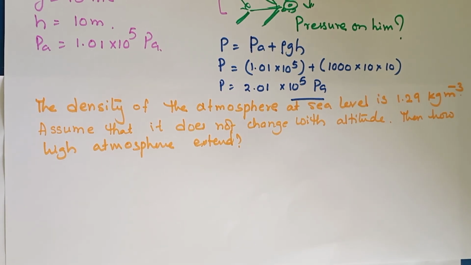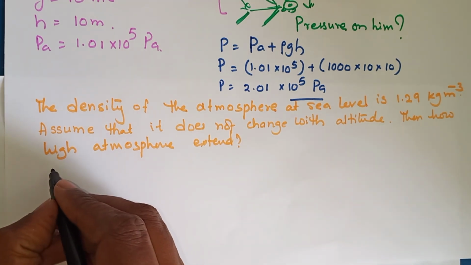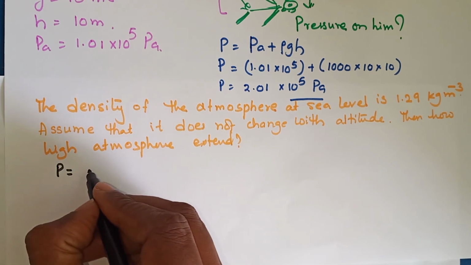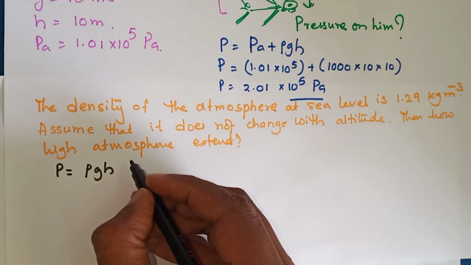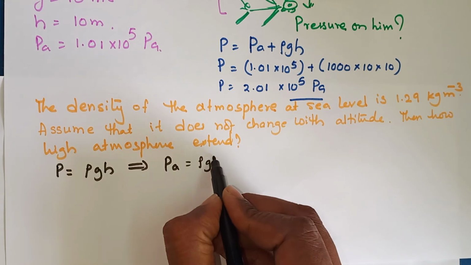Another problem: the density of the atmosphere, not liquid, at sea level is 1.29 kg per meter cube, and assume that it does not change with altitude. Then how high can this atmosphere of this density extend? Simply, how high can it be where pressure is equal to rho g h? This atmospheric pressure is equal to rho g h.